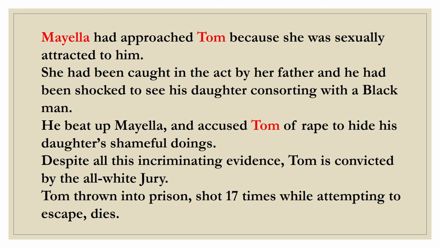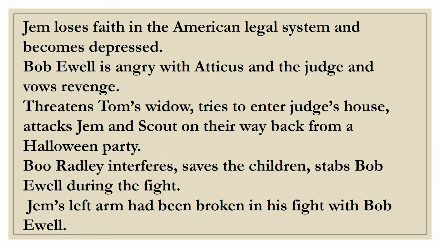Despite all these things, despite the incriminating evidence, Tom is convicted by the all-white jury, and Tom is sent into prison. He is shot 17 times while attempting to escape, and he dies. Jem loses faith in the American legal system, and he becomes very depressed. Bob Ewell is angry with Atticus and the judge, and he vows revenge.